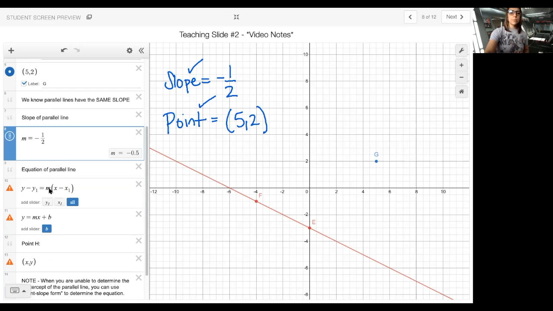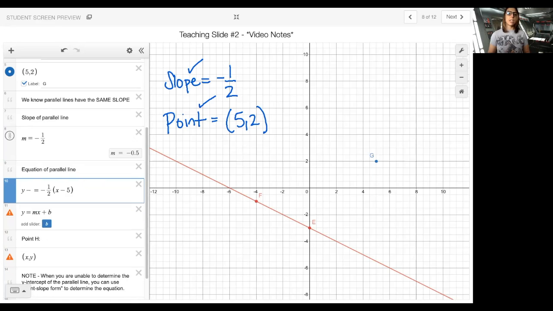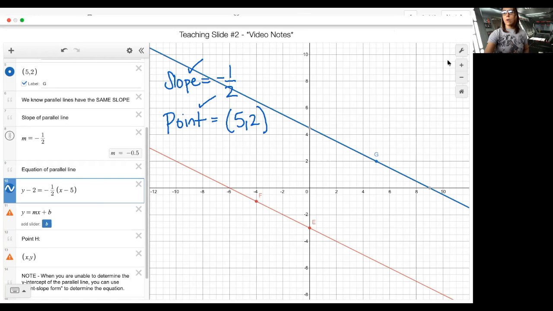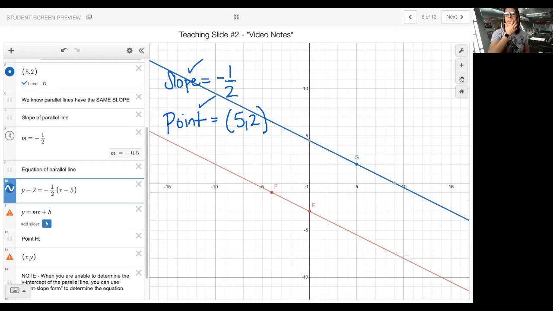So I'm going to start by substituting in my slope, which is -1/2. And then for x1, I'm going to substitute in 5 because that is the x value of point G. And for y1, I'm going to substitute in 2 because that is the y value of point G. And a line has formed. I'm going to go ahead and mark that line using blue. Now, as I zoom in and out here, it does appear that I found the line that goes through point G that is parallel to line EF.